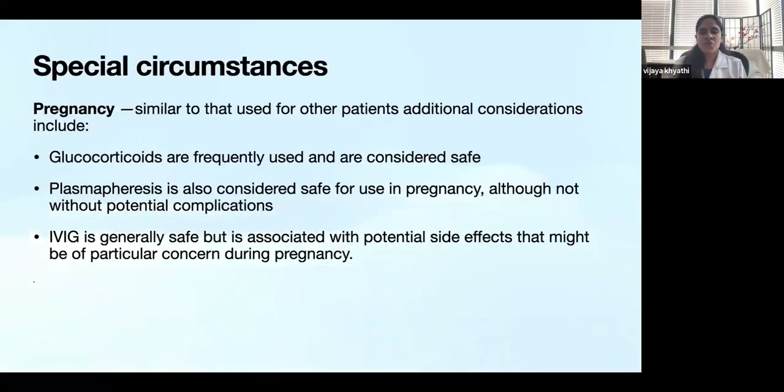There are some special circumstances, like pregnancy. If a patient with CIDP wants to get pregnant or is pregnant, glucocorticoids are frequently used as they are considered safe. Plasmapheresis can be considered, but we need to rule out any associated risk. IVIG, even though it's safe, has potential side effects that should be considered regarding pregnancy.